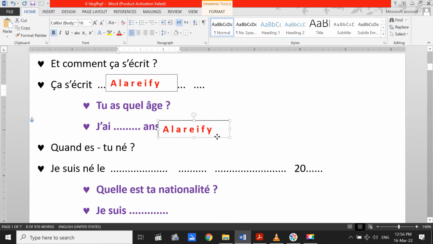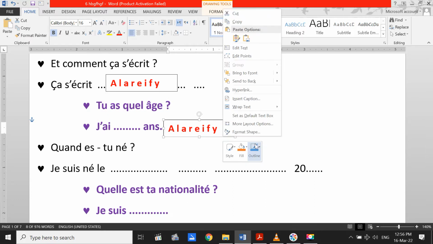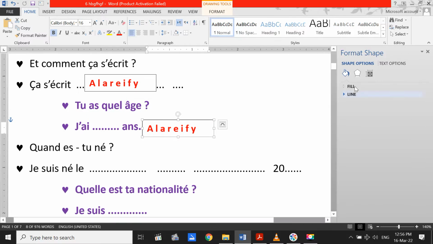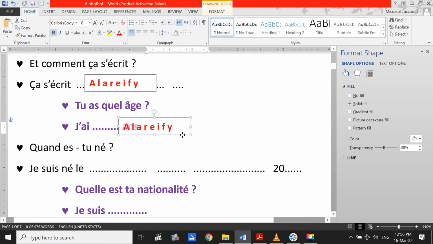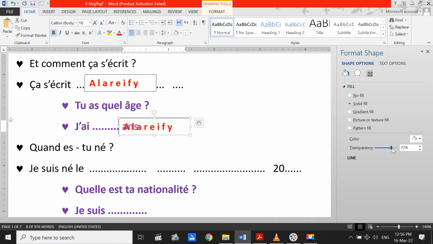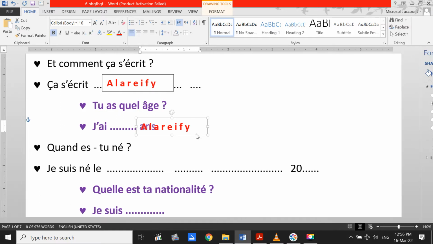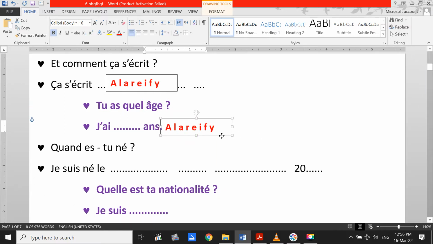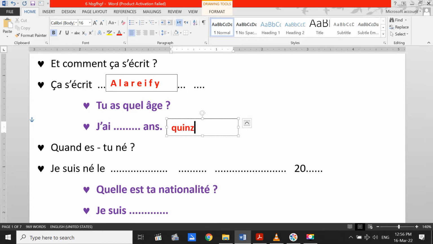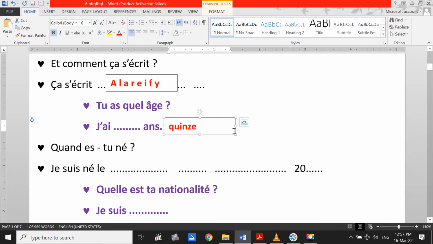Here about your age. Okay. Tu as quel âge? Par exemple, tu peux dire ton âge. Tu peux dire j'ai 14 ans, par exemple, ou bien j'ai 15 ans. J'ai 16 ans, as you like. Quand es-tu né? So here we can say j'ai 15 ans, you said.